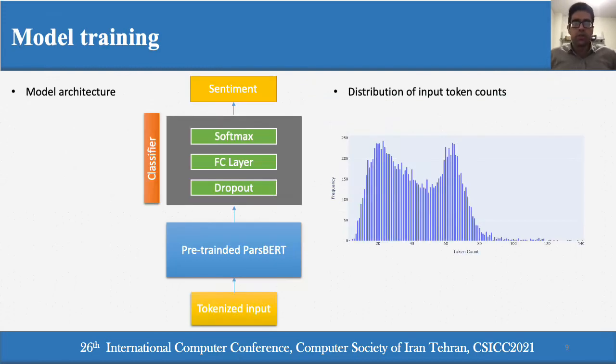In our work, we used ParsBERT as a pre-trained model and fine-tuned it on tweets we had gathered in a supervised manner. After pre-processing, pre-processed tweets were tokenized using a standard ParsBERT tokenizer and fed to the model. Maximum input length was set to 128 tokens based on token count distribution of the tweets, which you can see in the picture on the right-hand side. Shorter sentences were padded with a special token pad to match the length of the largest one. Each input sequence starts with CLS token, the token whose embedding in the final layer would affect the classification result.